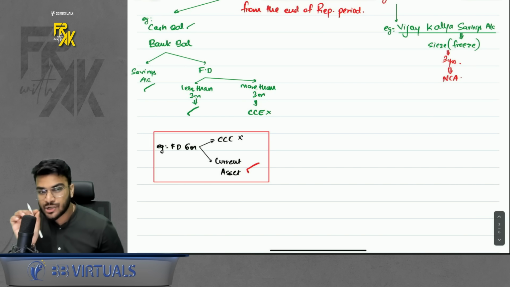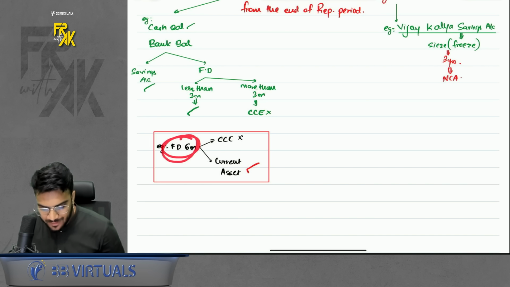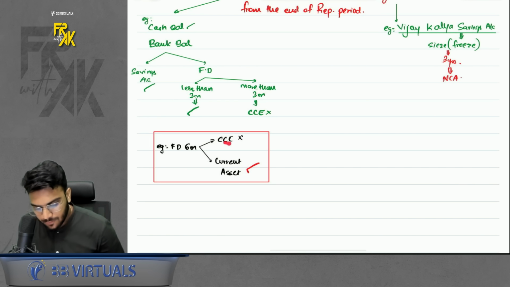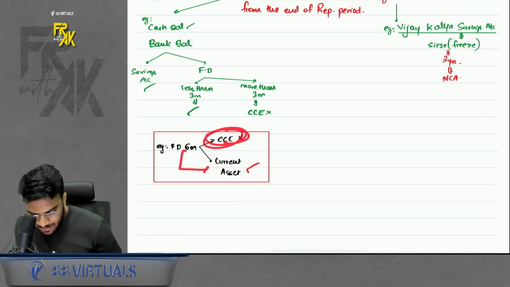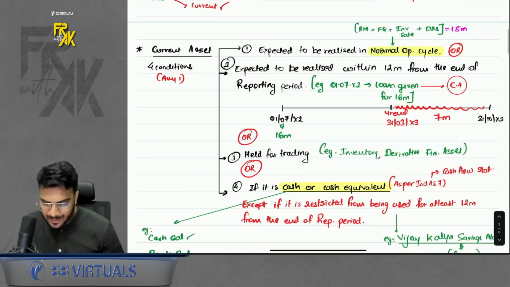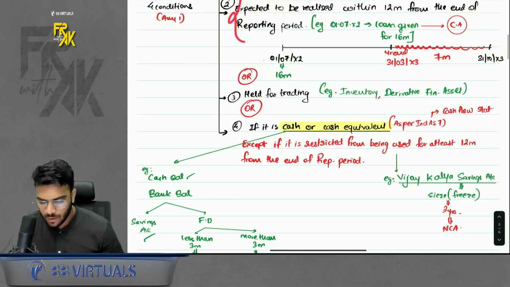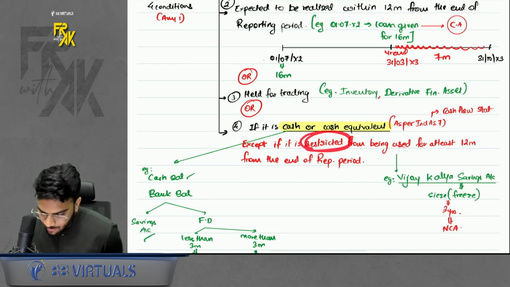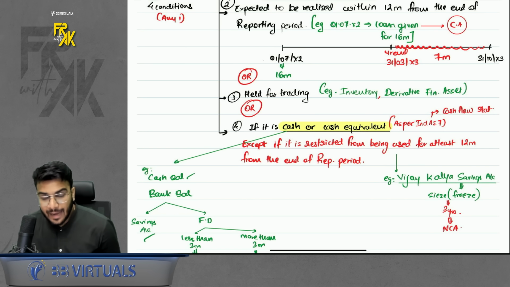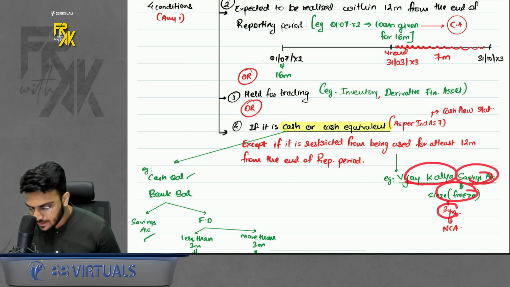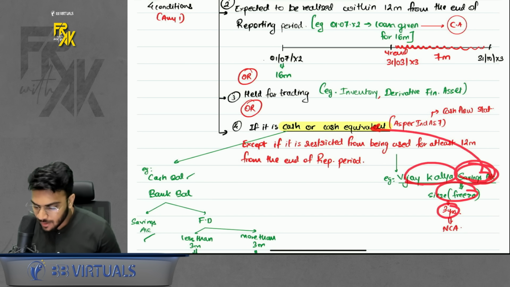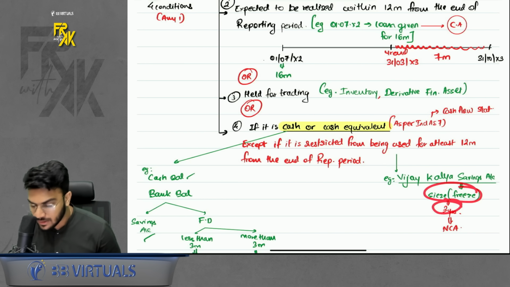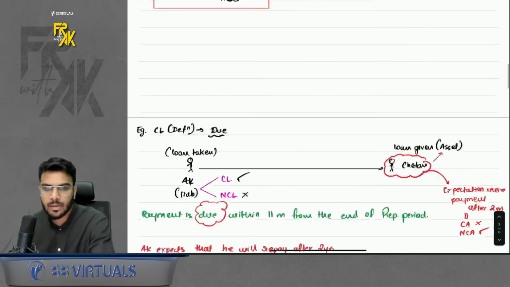But for extra clarity, if you have an FD of, let's say, 6 months, it won't come under CCE, but still this FD is a current asset. Why? Because it can be current as per the above conditions. Do remember. So if you have cash and cash equivalent, it is a current asset. But if there is any restriction on this and the restriction is of more than 12 months, then it will be non-current. For example, remember a savings account getting freezed for 3 years. A savings account is normally CCE, but because it is seized for a period of 3 years, it will be non-current. Do remember.